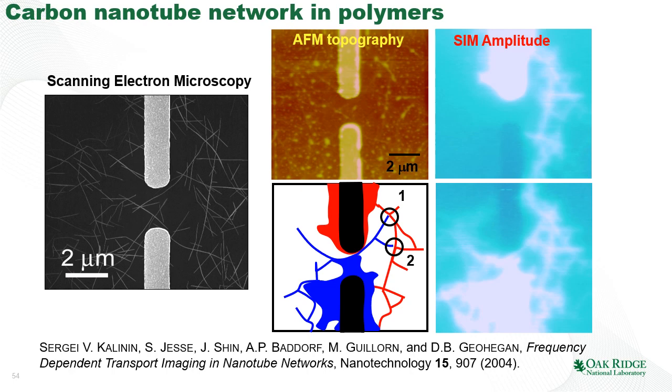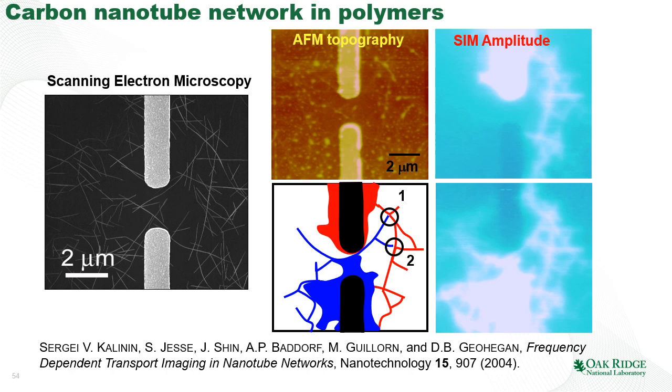Now, let me show you a few more examples of transport imaging in lateral structures. We looked at the single interface system, the multiple interface systems, and the single nanowire system. Now let's look at the multiple nanowire system. This is an example of carbon nanotubes in a polymer deposited between two gold electrodes. With the electron microscope, we can clearly differentiate them and see where they are. The question is, can we study the transport in this system using the scanning probe microscope?